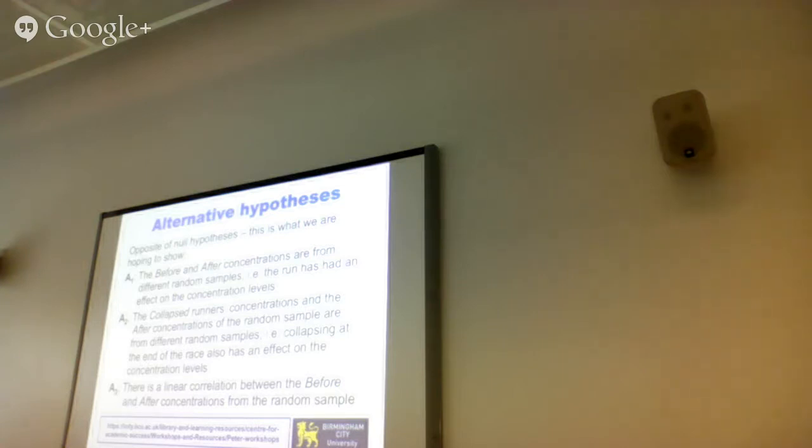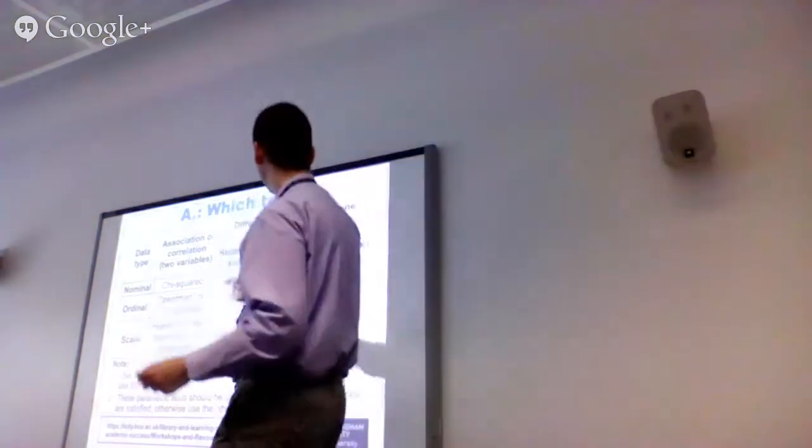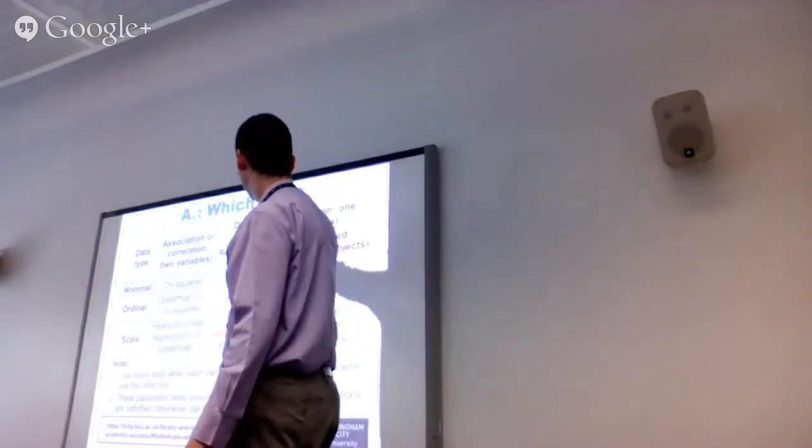Okay, so we come on to a little table now in terms of which test to choose, which I'm going to repeat. This is quite a useful slide in terms of test selection. You've got the data type in the first column: nominal, ordinal, scale. And then you can either look for a combination of two variables, or you can look at the difference between two groups. So it's one variable with two groups. At the moment, this first test, which is the before and after, is the same people being tested twice. It's scale-based data, and you're comparing those two groups of data. So we're definitely in this part.